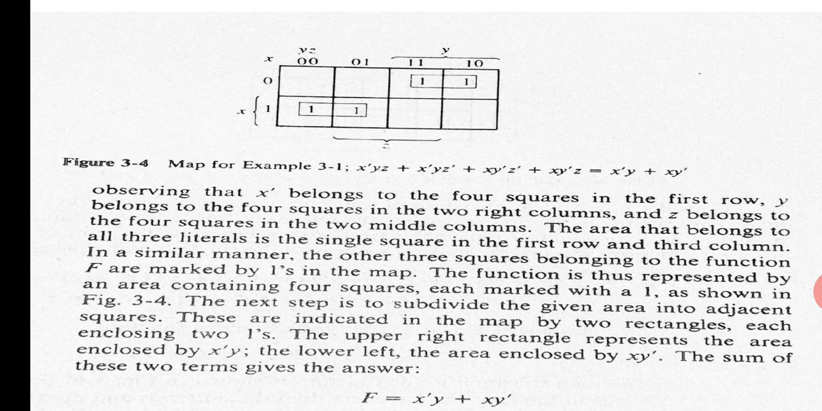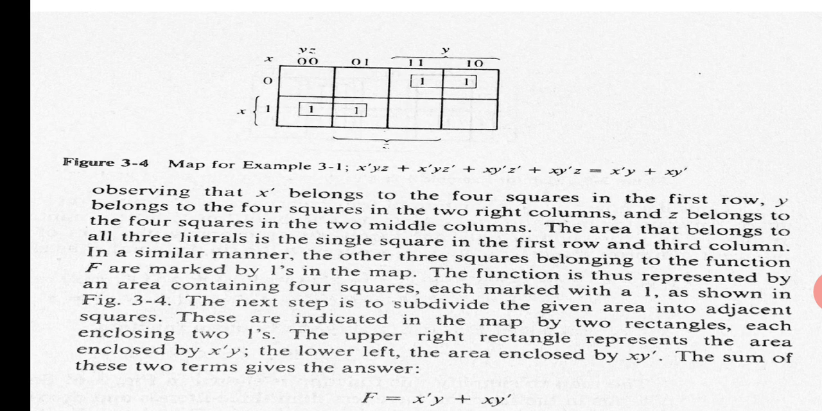The same thing they have said: y belongs to 4 squares in the 2 right columns, because in the 2 right columns you have y value 1. And z belongs to the 4 squares in the 2 middle columns. In the middle columns you have 0 1 and 1 1, so the z position is 1 in both cases. That is the same thing they are trying to say in the sentence: the area that belongs to all the literals is a single square in the first row and the third column. In the first row and the third column you have that particular m3 square concept.